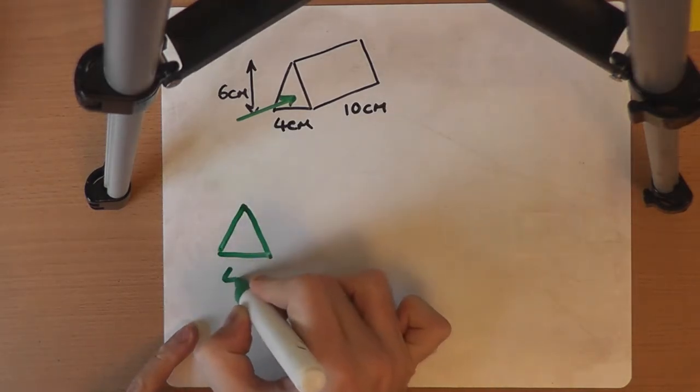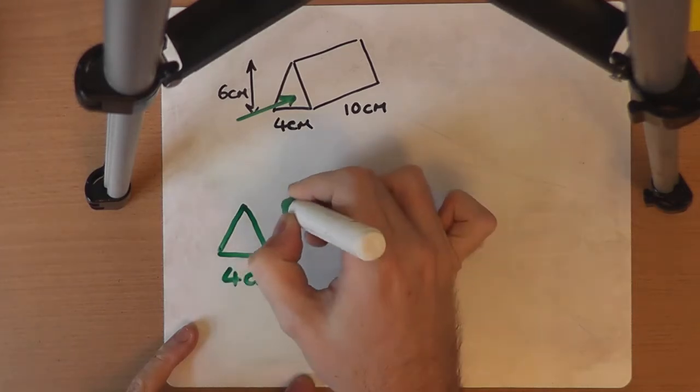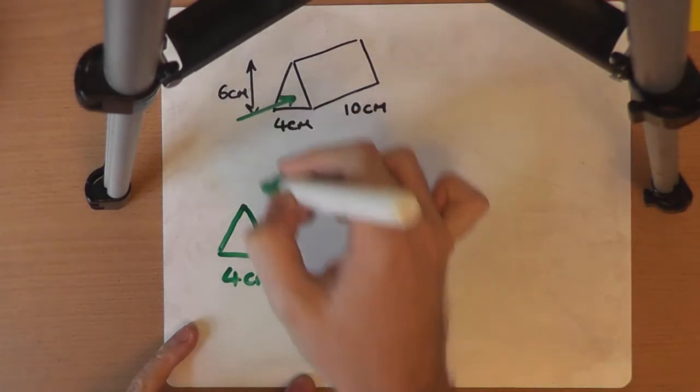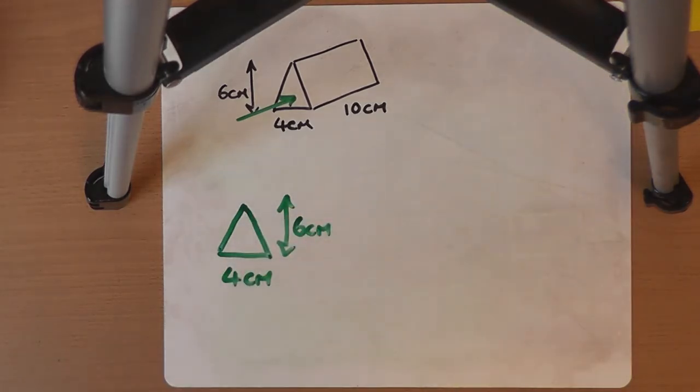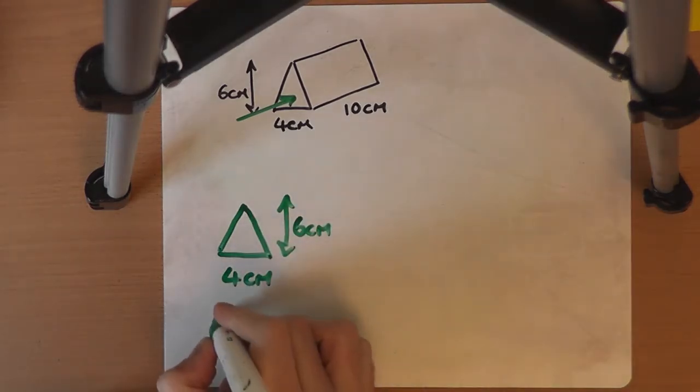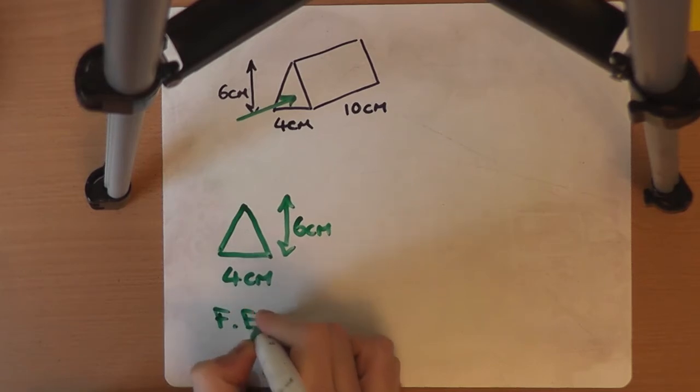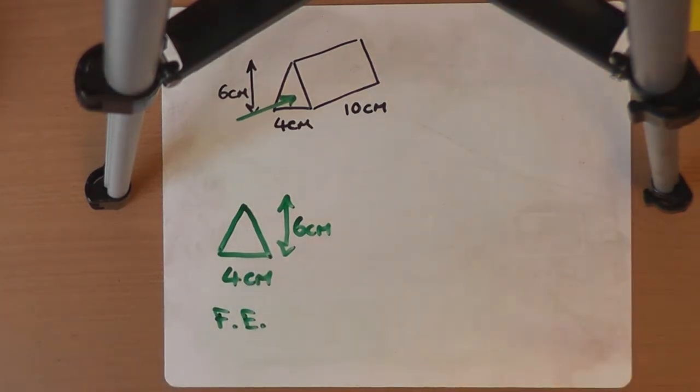How wide is the triangle? Well, the triangle is 4 centimeters wide. And how tall is the triangle? We should probably put that height in. That will be 6 centimeters from the base of the triangle to the point at the top. That is then the front elevation. We could draw the side elevation as well.